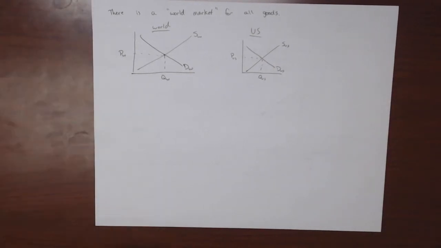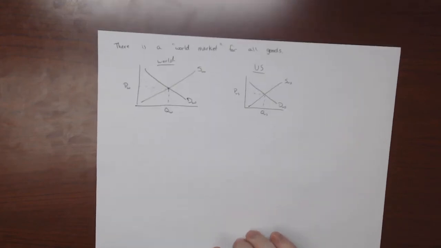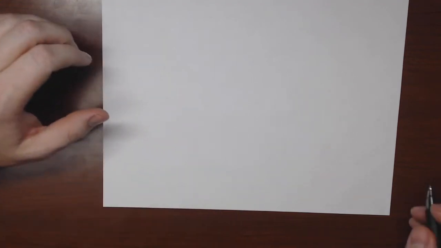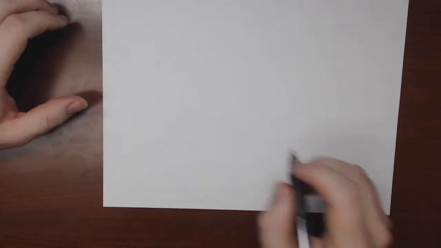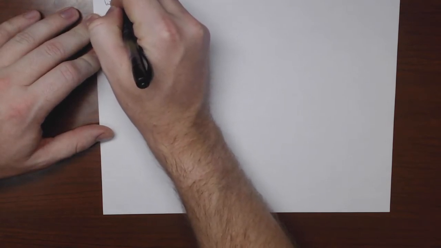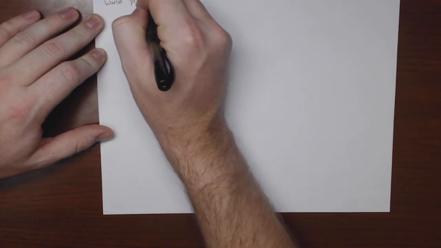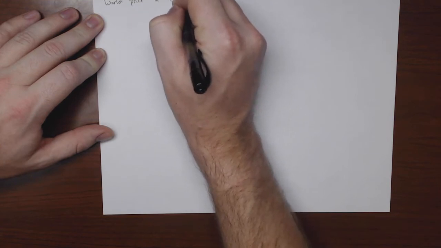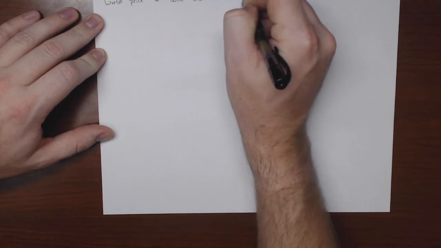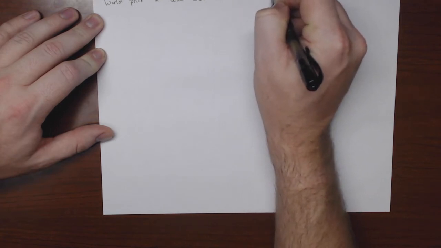Okay, so what we're going to get into today is talking about which countries do what and how we determine these types of things. Okay, so let's say that the world price of wine and cheese have been determined.